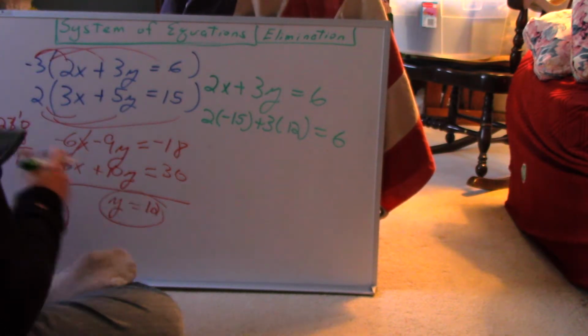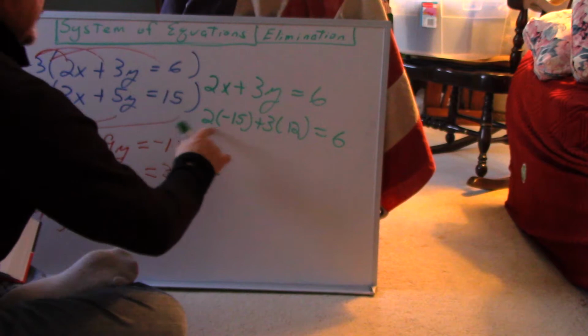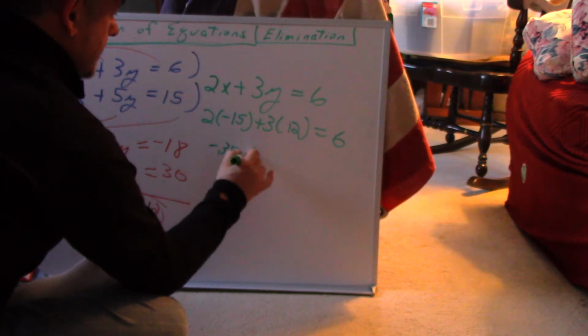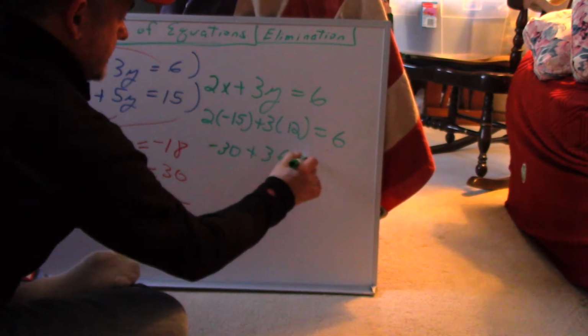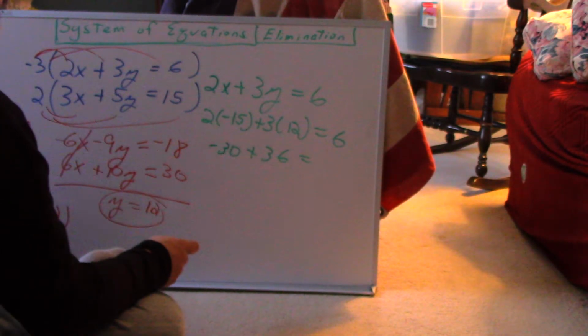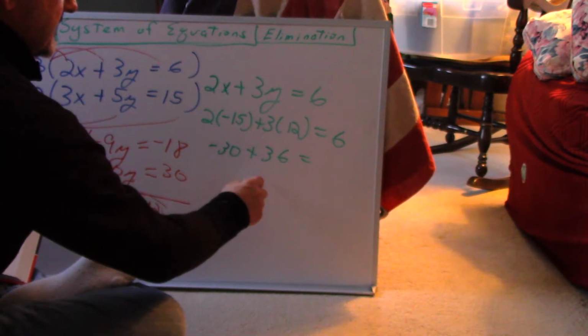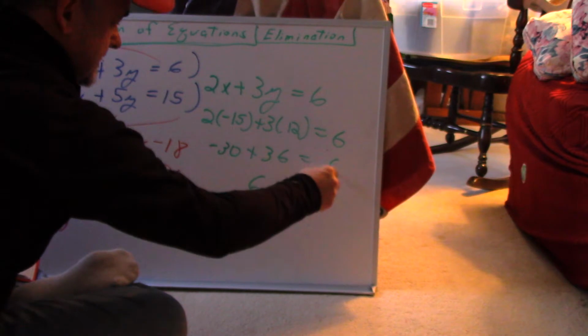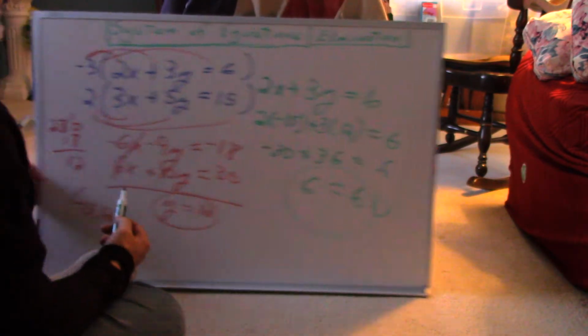It should work out. Anyway, 2 times negative 15 is negative 30 plus 36. That's right, because 3 times 12 is 36. And then negative 30 plus 36 is 6. 6 equals 6. Bam. Success, it's done.